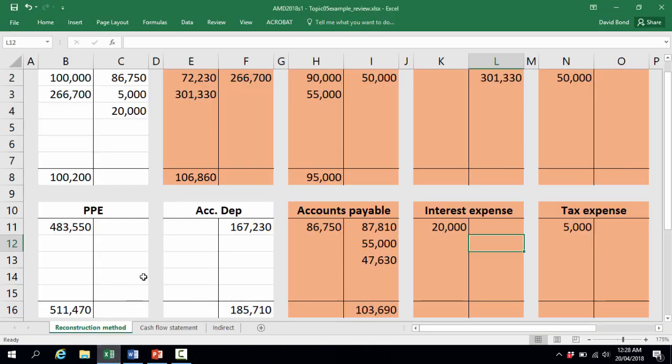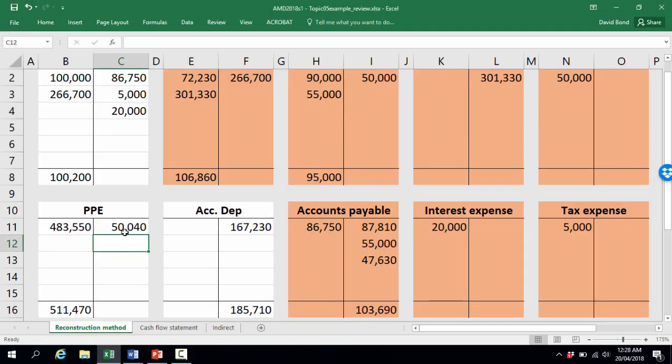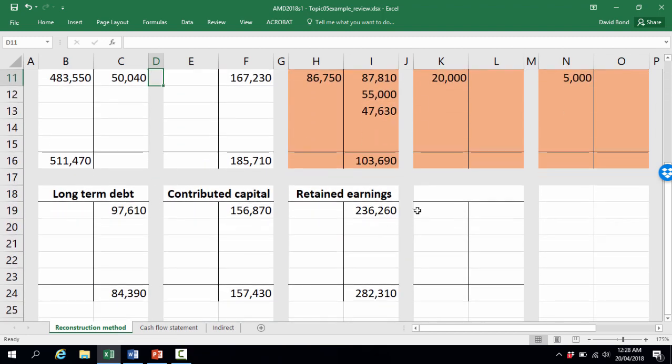So we'll do that first. So we credit $50,040. We actually get told that it was sold for $7,150. So that is the cash inflow. So it would be debit cash $7,150. We're told the carrying value was 6,150, which means there was a gain of 1,000. So we'll come down to here.